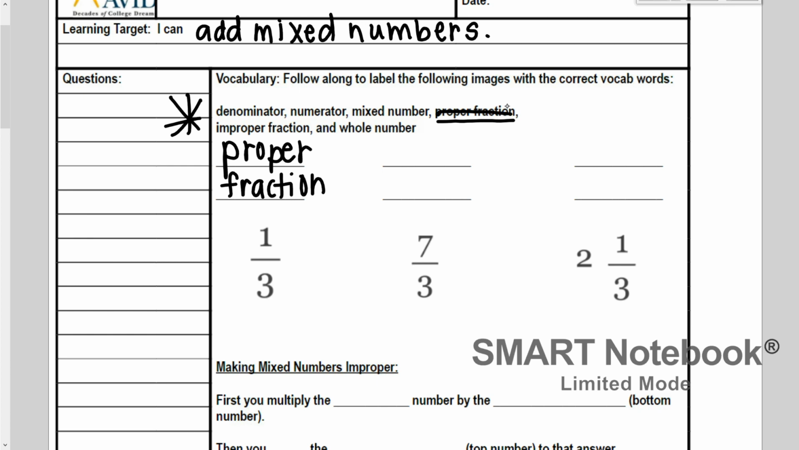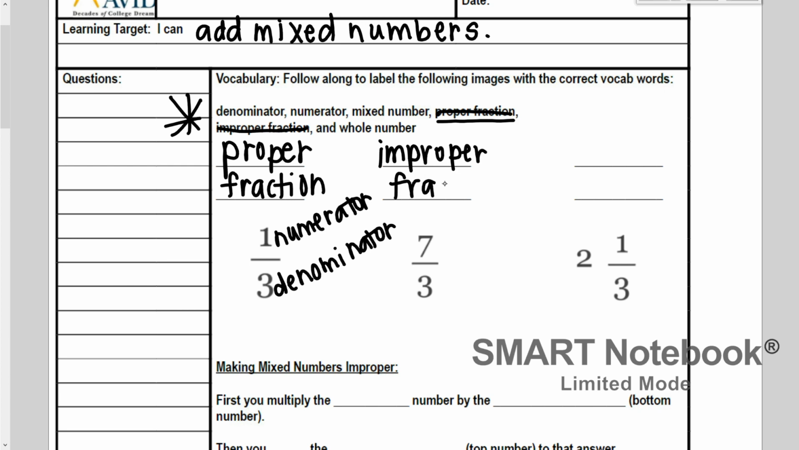Okay, in a proper fraction, we have a top number and a bottom number. The top number is called a numerator, and the bottom number is called a denominator. Okay, so the numerator is smaller than the denominator. Over here we have 7/3. You're going to see that it looks a little different because that number, that numerator, is larger than the denominator. So this fraction is larger than 1. So this is called an improper fraction, because the numerator is larger than the denominator.